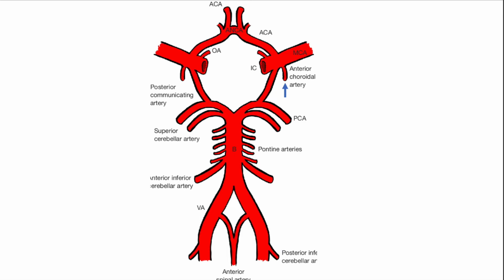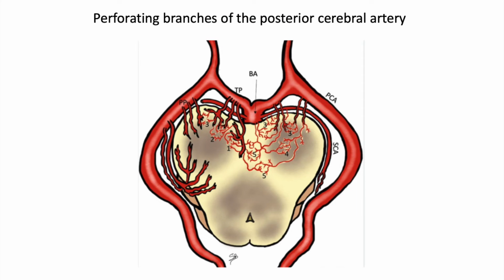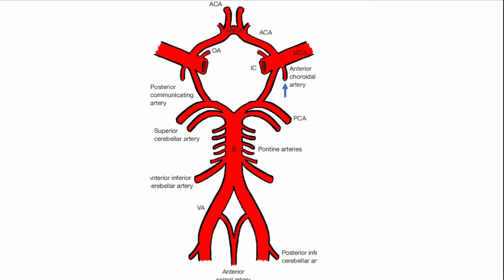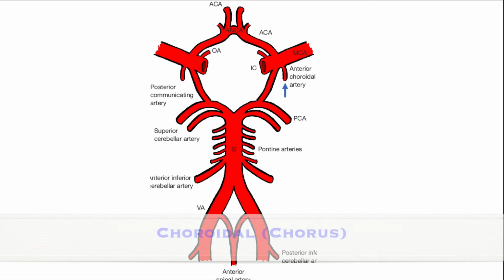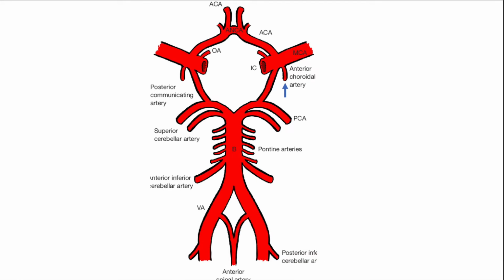The internal capsule is supplied by the anterior choroidal artery, the lenticulostriate arteries, and the perforating branches of the posterior cerebral artery. How are you supposed to remember that? Well, internal capsule makes me think of interns, and interns work a lot of different places. Some interns are training to be chorus instructors. This reminds me that the anterior choroidal artery is one of the arteries that supplies the internal capsule.